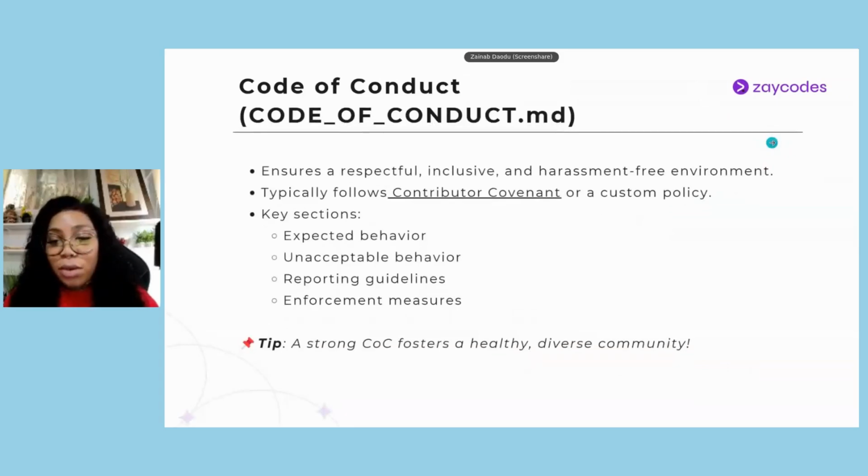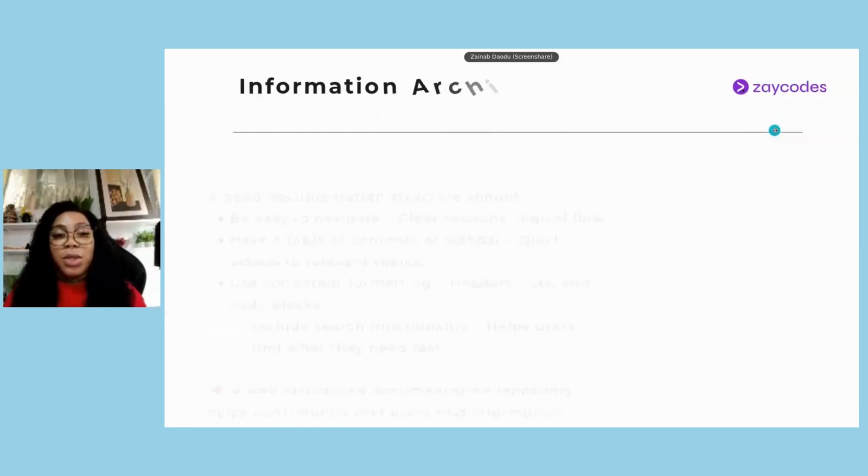The next is the code of conduct. This typically follows the Contributor Covenant. It has guidelines to ensure that all community members follow a certain standard within the community, especially to maintain inclusion and diversity within the community.